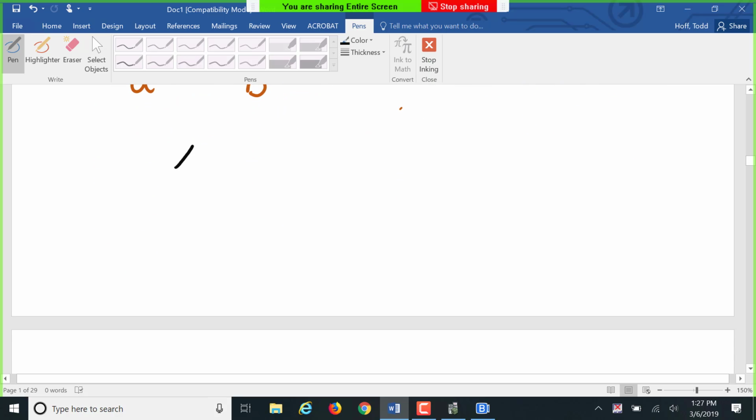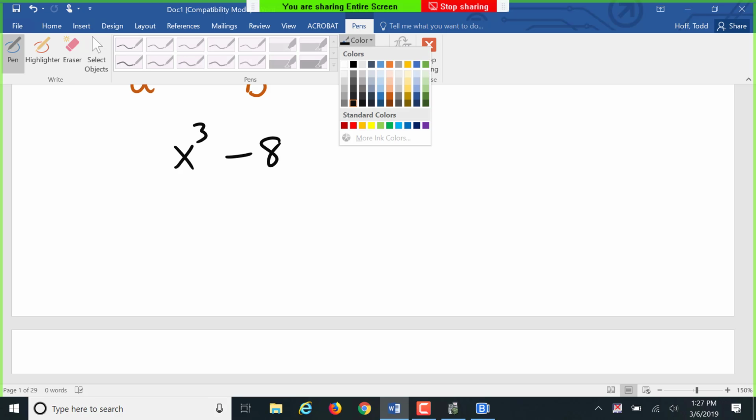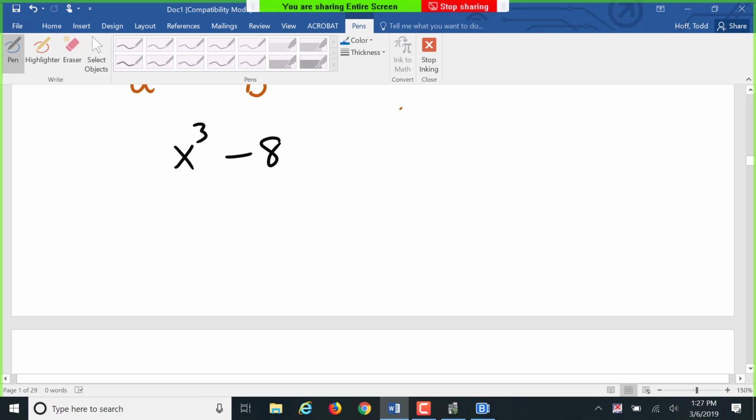So we might have x to the third minus 8. What's the cube root of x to the third? Just x. Good. What's the cube root of 8? 2. So it's going to go over here. We have x minus 2. A is equal to x and b is equal to 2.